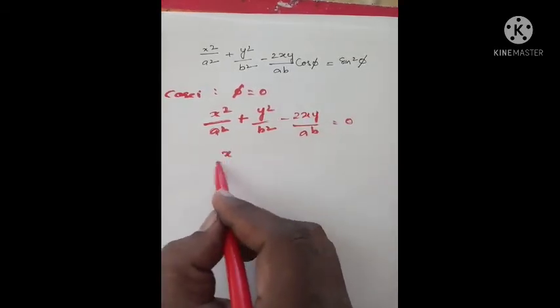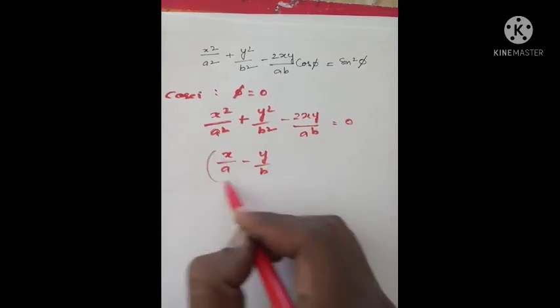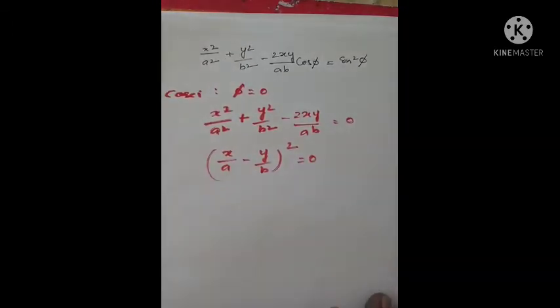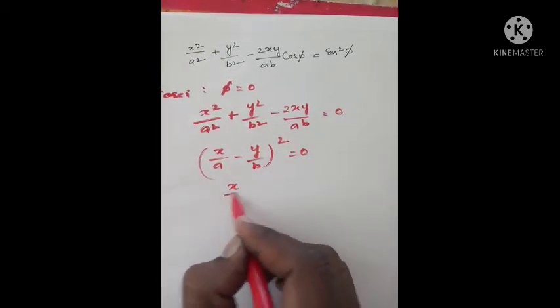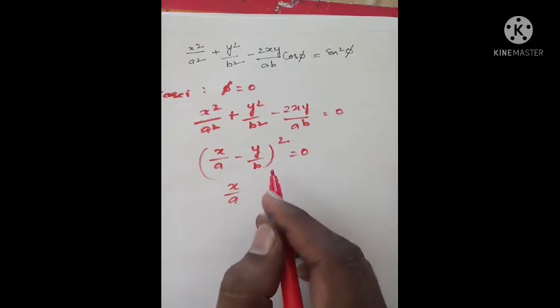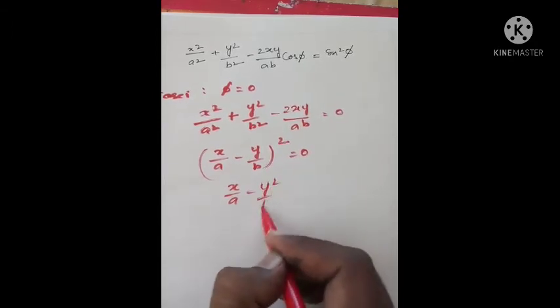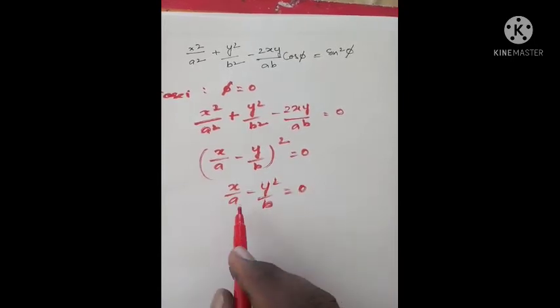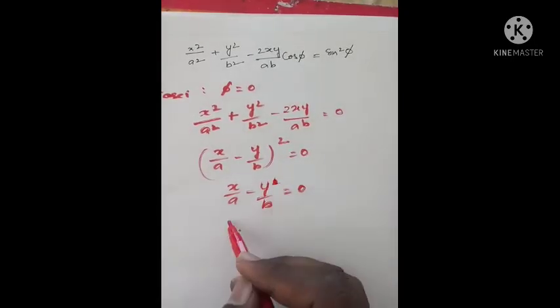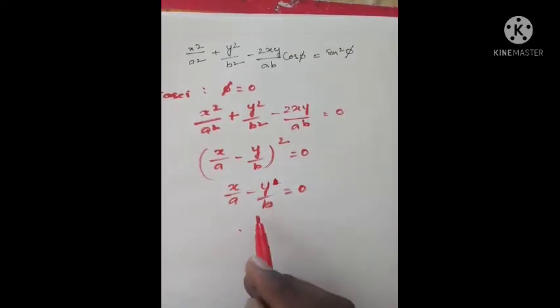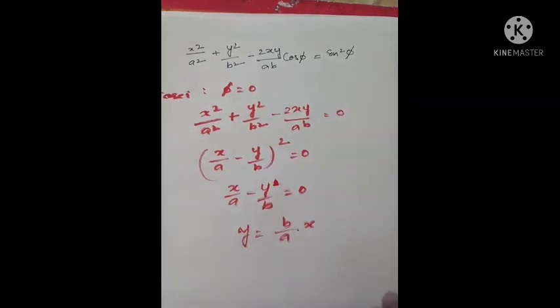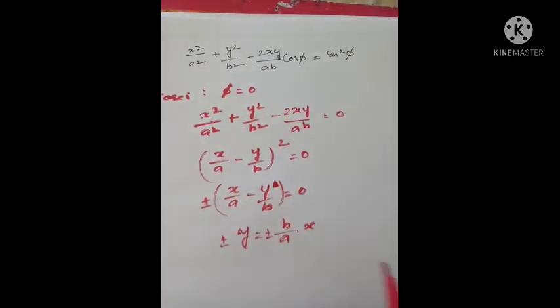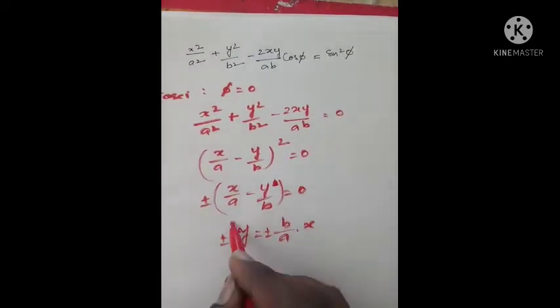With this equation, what do we get? x by a minus y by b whole square equals 0. So from this equation we get x by a minus y by b equals 0, and finally we get y equals b by a into x, plus or minus. So y equals plus or minus b by a into x.